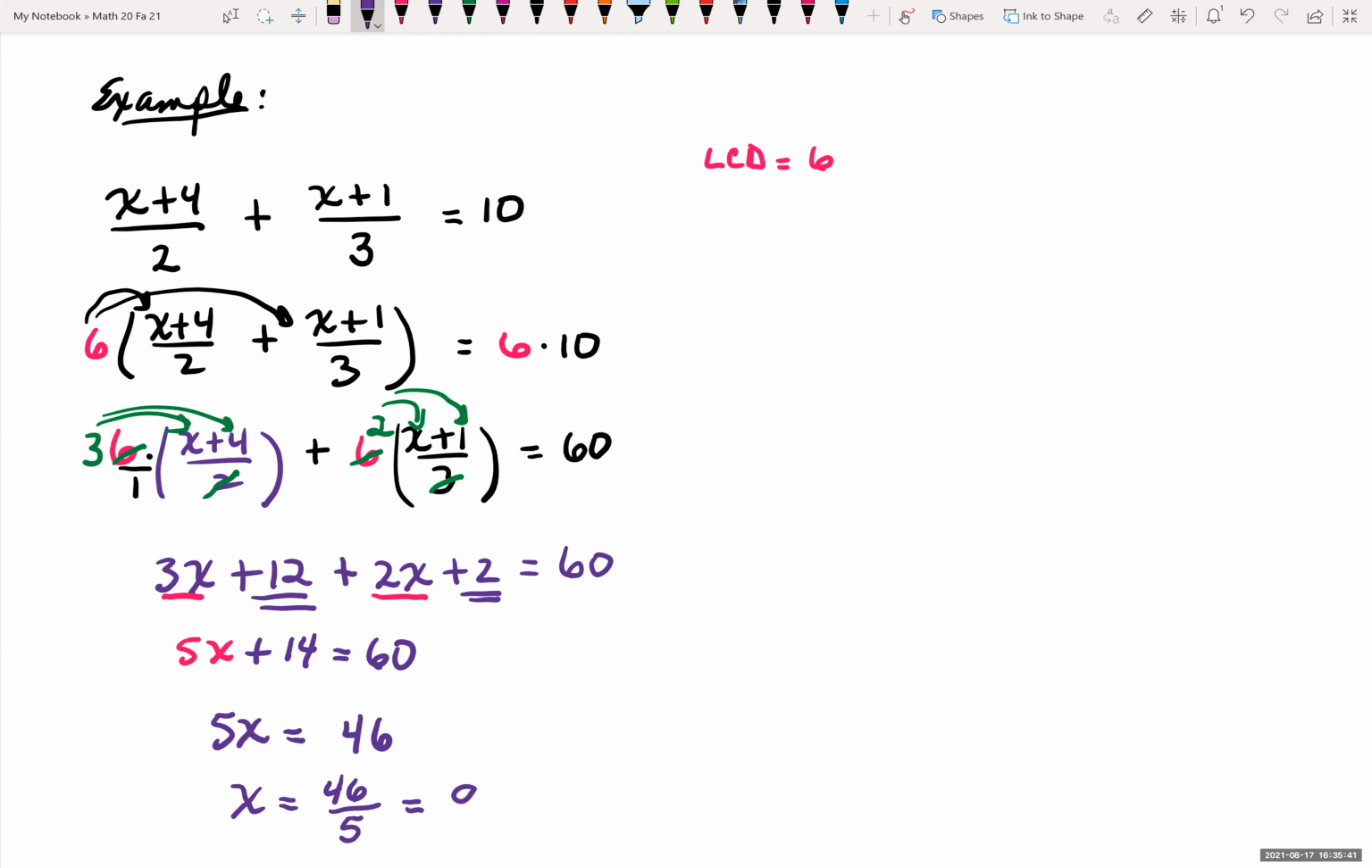Okay, thank you. Yep. And so I could rewrite this as a mixed number. 5 goes into 46 9 times. So that's 45. And I have a remainder of 1 over my denominator, 5. And to me, that mixed number makes a lot more sense than 46 fifths.